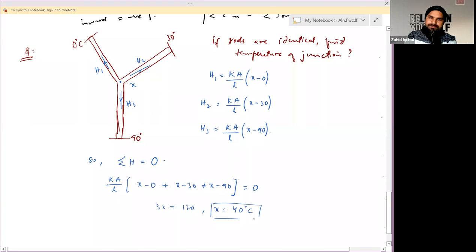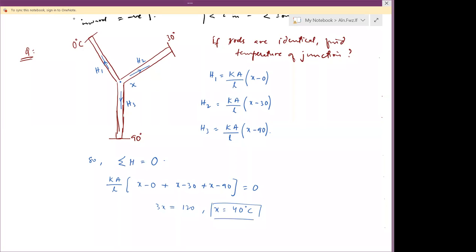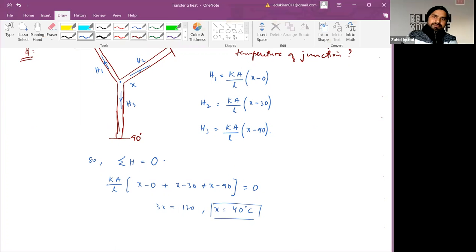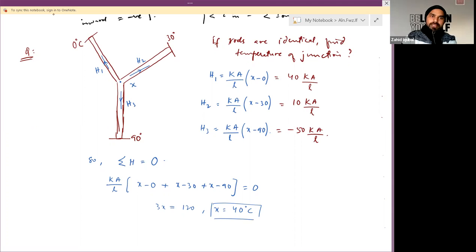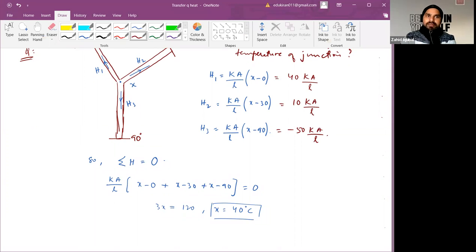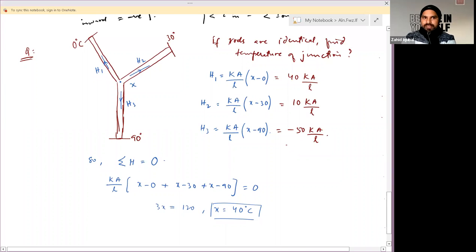Is it clear? Yes, sir. Now put this value in the above expression. If you put it in the first part, you will get 40 times KA by L. In the second part, you will get 10 KA by L. But in the third part, it will be minus 50 KA by L. If your answer comes out positive, it means your assumption is correct. But if it comes out negative, then just reverse the direction of current. It will give the same result.